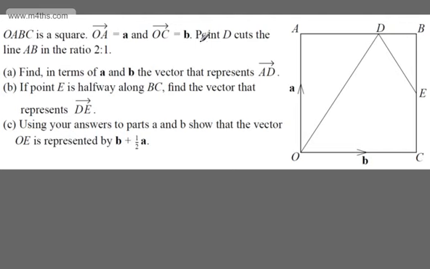So we're told now that point D cuts the line AB in the ratio of 2 to 1. That means that we've got 3 equal parts. So 2 to 1 ratio, 3 equal parts. Now this whole length here is going to be the same as this one and in the same direction. So we can say now that this would be 1/3 B. So D to B is going to be 1/3 B. Therefore we can say A to D will be equal to 2/3 B.